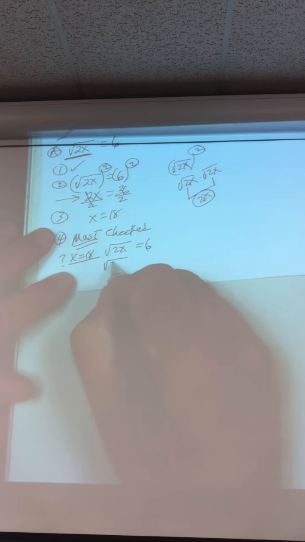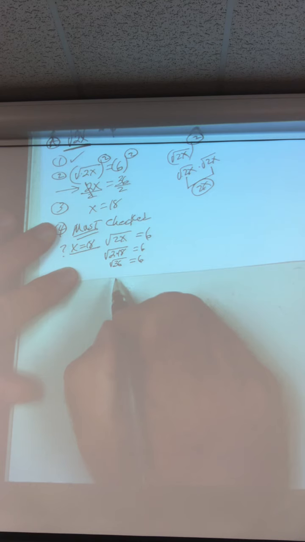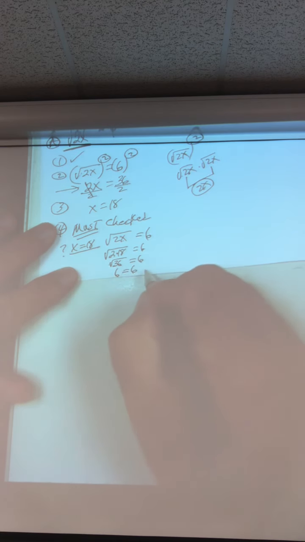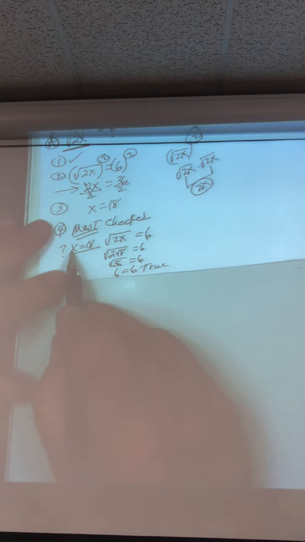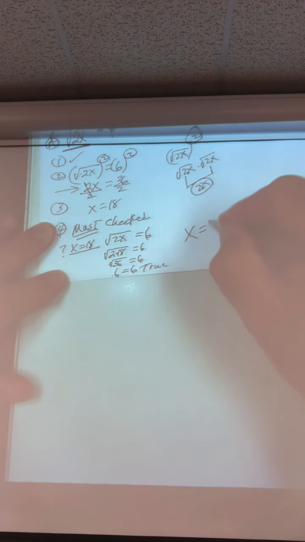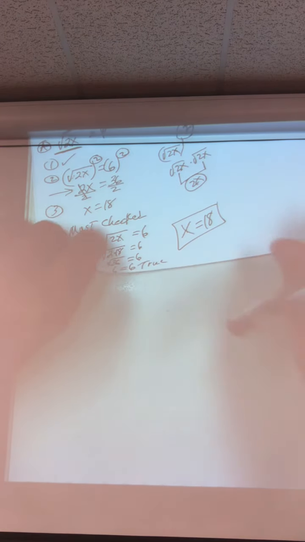So this would be square root of 2 times 18, which is the square root of 36, which is 6, because 2 times 18 is 36. And is the square root of 36 equal to 6? Yes, that's true. So since both sides are equal, that means that the number I'm checking is the real solution. So the answer to this problem is x equal 18, and that is the only answer to this problem. Okay? Let's do some more.